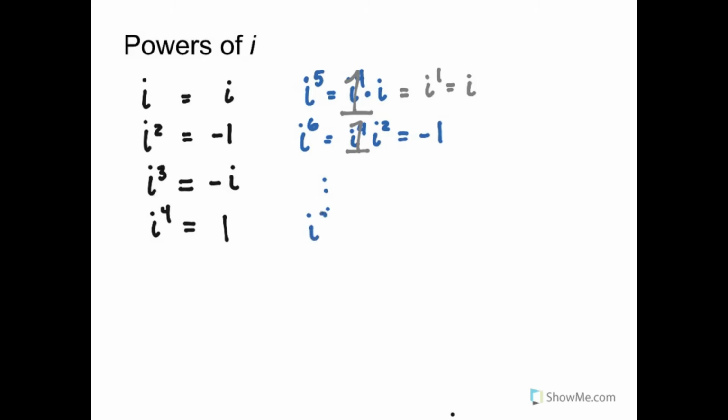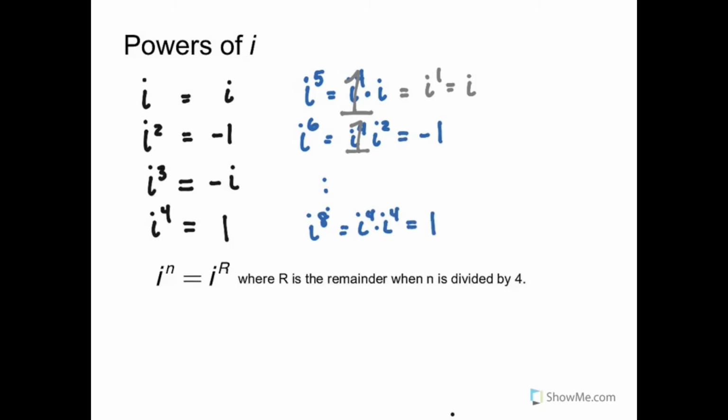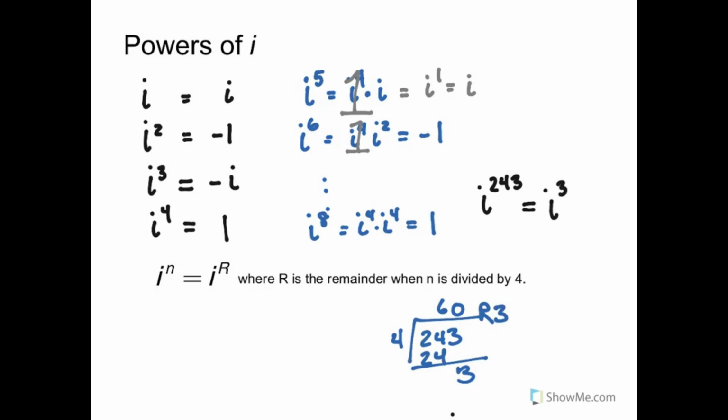When we get to i to the 8th, we have i to the 4th times itself, and that is just another 1. So i to any power n is equal to i to the remainder when n is divided by 4. If I try i to the 243rd power, I just have to divide 243 by 4, and I get 60, remainder 3. Well, the remainder is the important part. i to the 243 is the same as i to the third. It's equal to negative i.